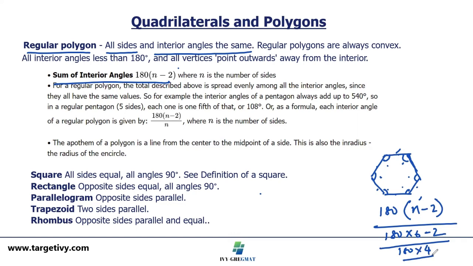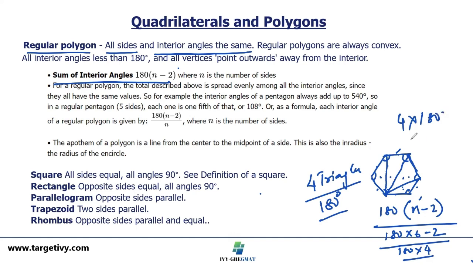The other way around, just think about it. Whenever I am having a hexagon like this, if I take one of the vertices and start making triangles, there are 1, 2, 3, and 4 triangles. So 4 triangles are there. We know that the sum of interior angles of a triangle is 180 degrees. So there are 4 triangles, so 4 into 180.